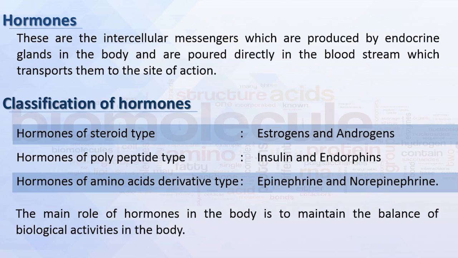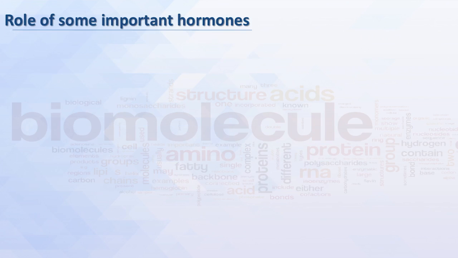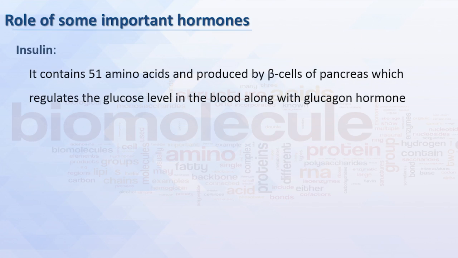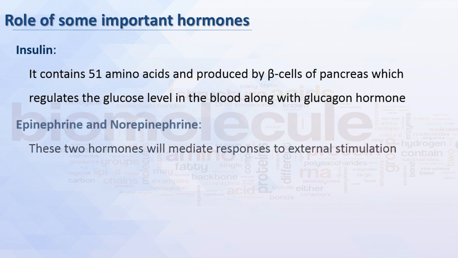The main role of hormones in the body is to maintain the balance of biological activities in the body. A role of some important hormones. Insulin. It contains 51 amino acids and is produced by beta cells of the pancreas, which regulates the glucose level in the blood along with glucagon hormone.